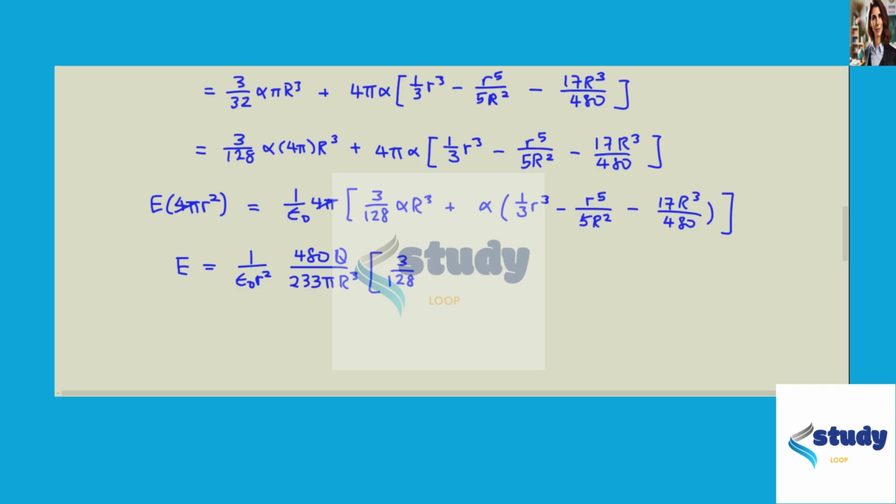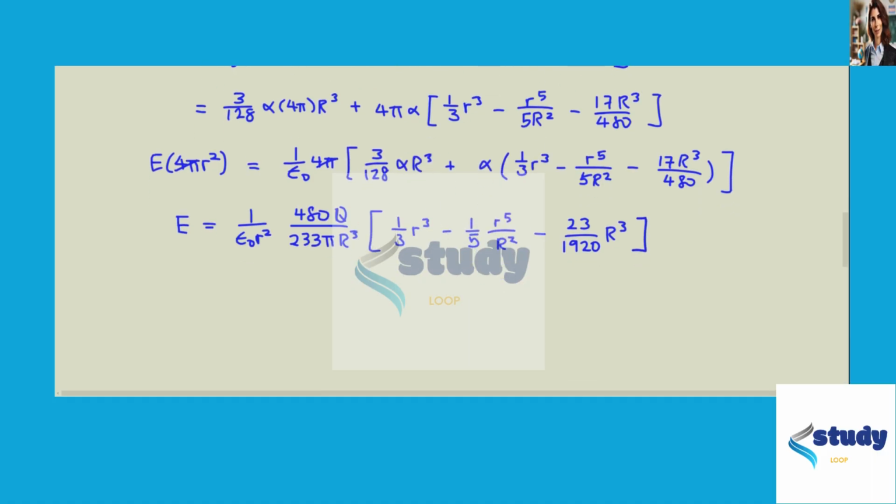Okay, this is what I'm going to do. So 1/3 r cube minus 1 over 5 r5 divided by r square, and then minus 23 over 1920 r cube.